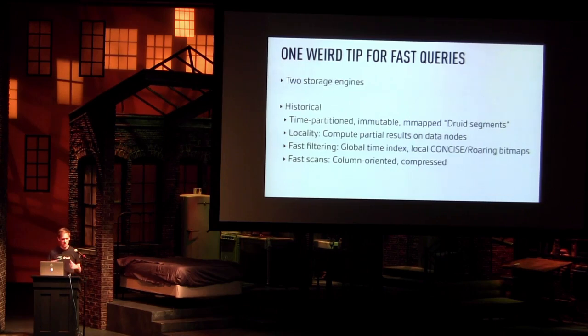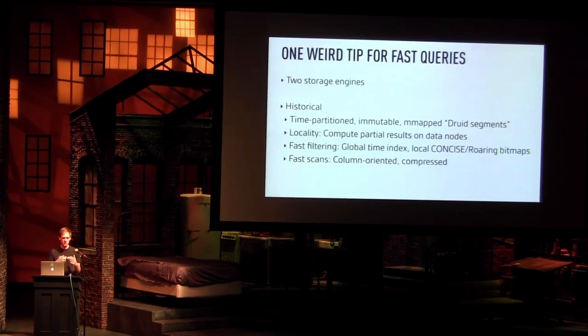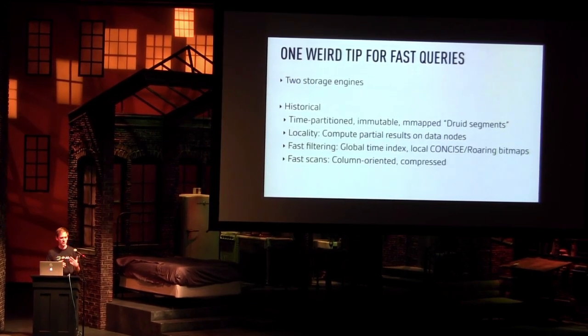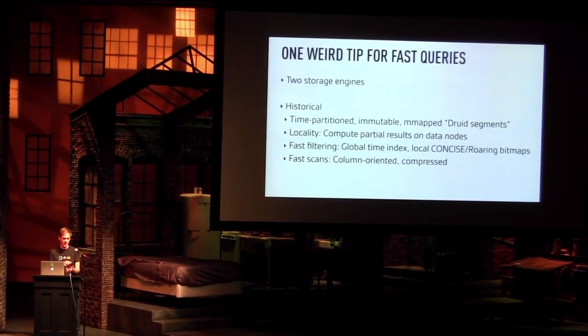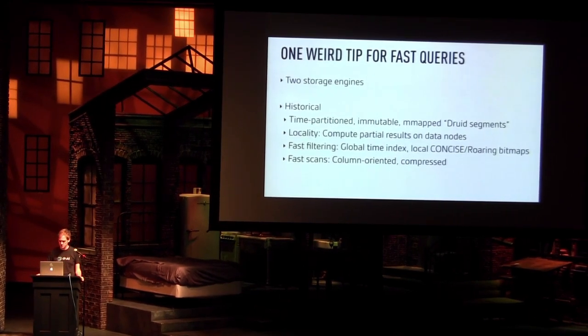Historical nodes only talk to data that they store locally. So they're always computing data locally, and they're generally not streaming data anywhere else. They're generally computing a partial result that's much smaller than the data they actually have, so that limits network transfer. They can do very fast filtering.